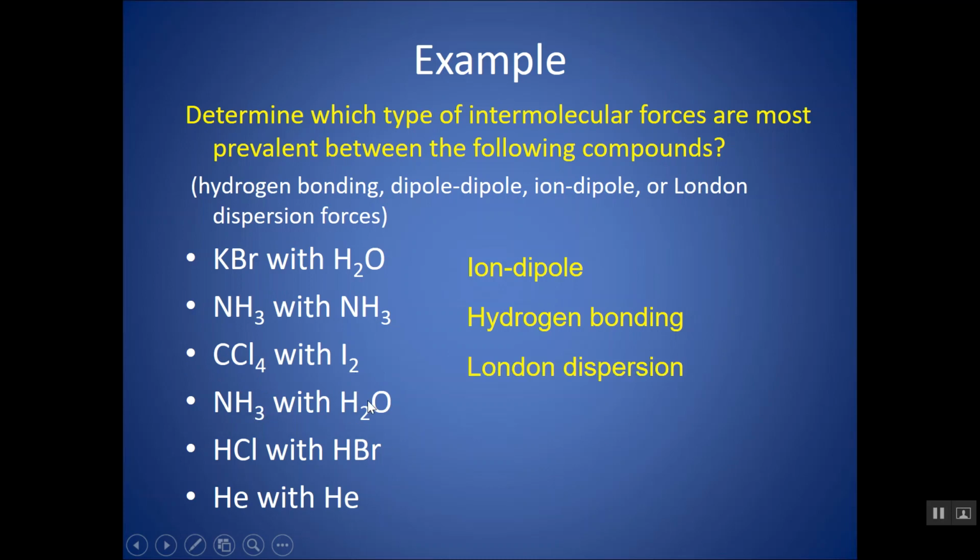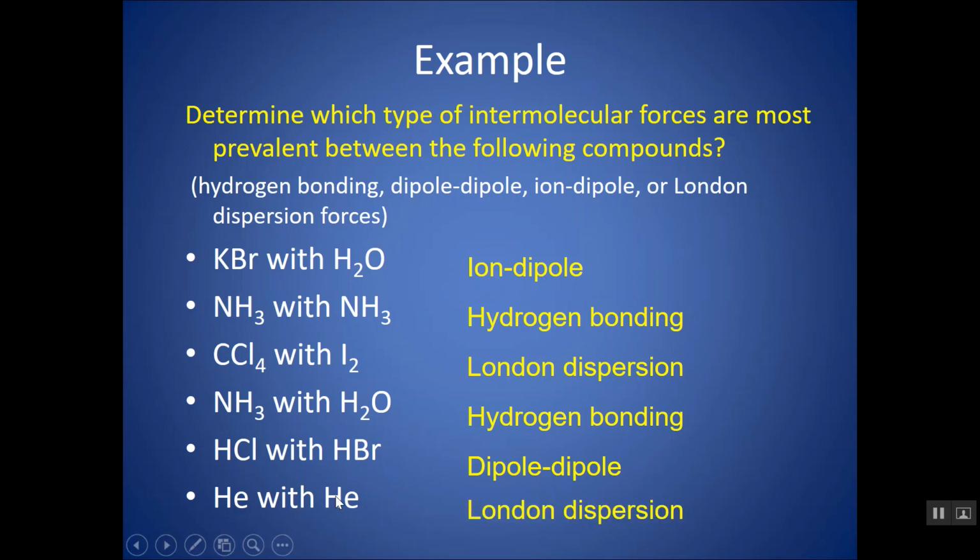NH3 is polar, H2O is polar. Okay, let's ask myself, does it have an H with a NOF? It does. Does it meet the requirements? Yes, this is hydrogen bonding. HCl with HBr, this is polar, this is polar. Does it have an H with a NOF? No, I don't have the NOF, so this is just dipole-dipole because it's polar. It would also have LDF too, but I just asked for what's most prevalent. He with He, that's just a single atom. Okay, that's got to be nonpolar, so this would be London dispersion.